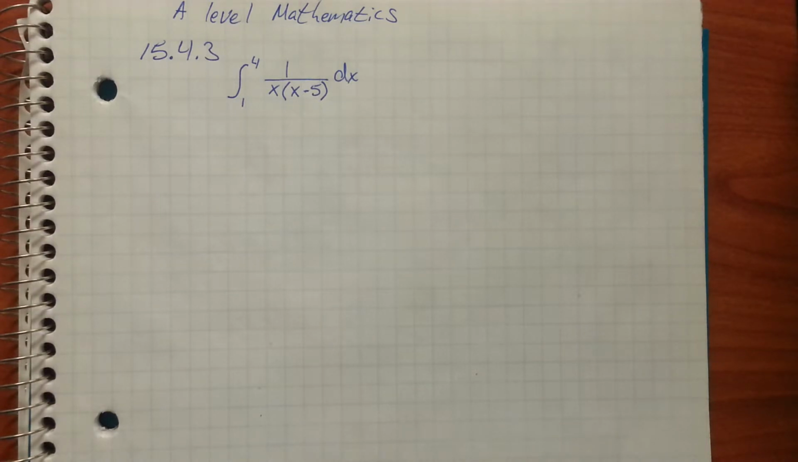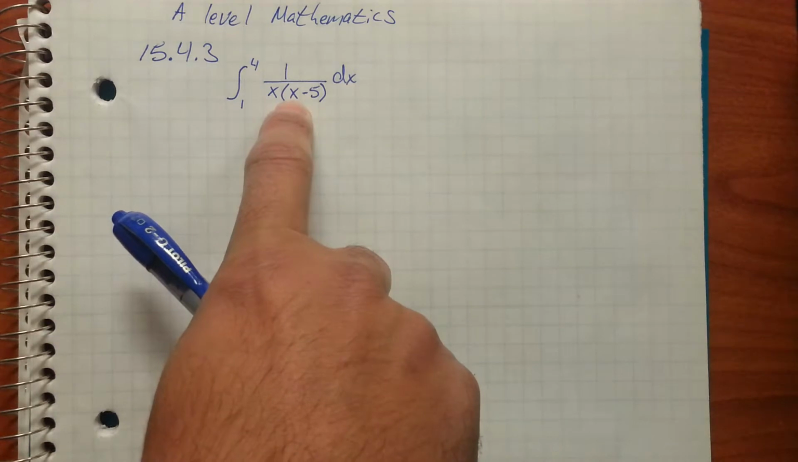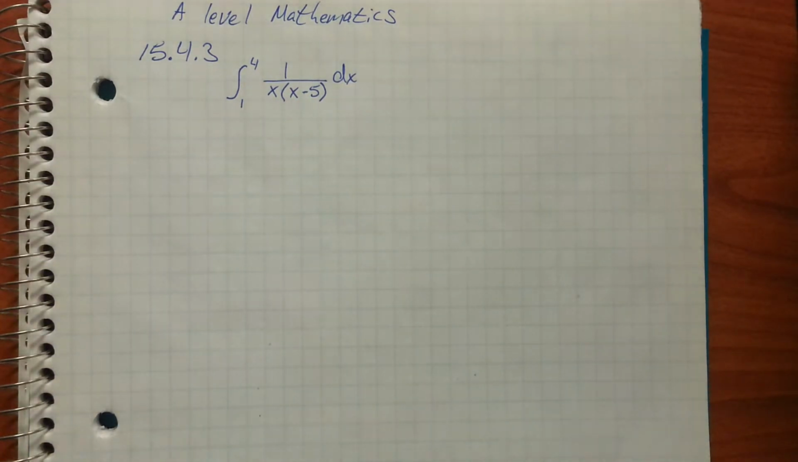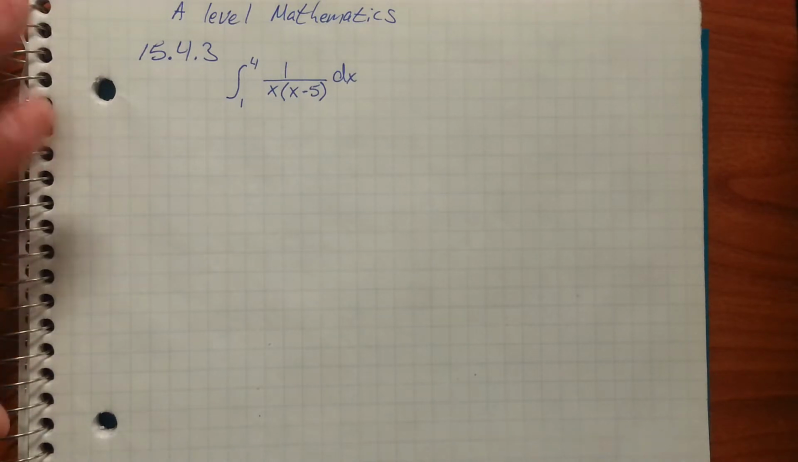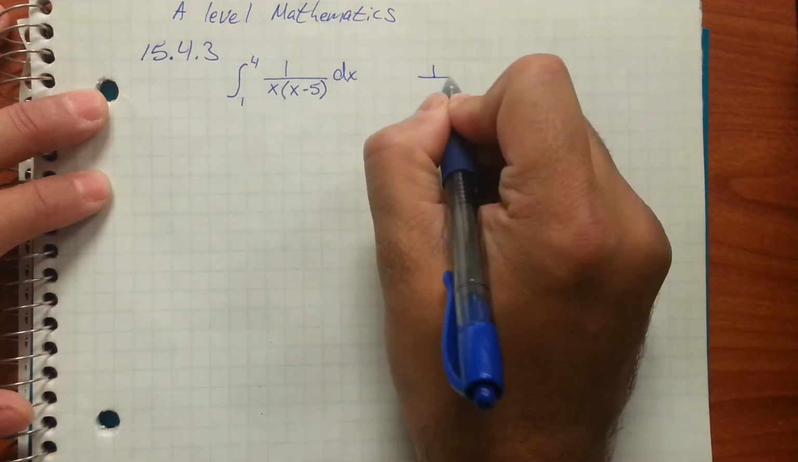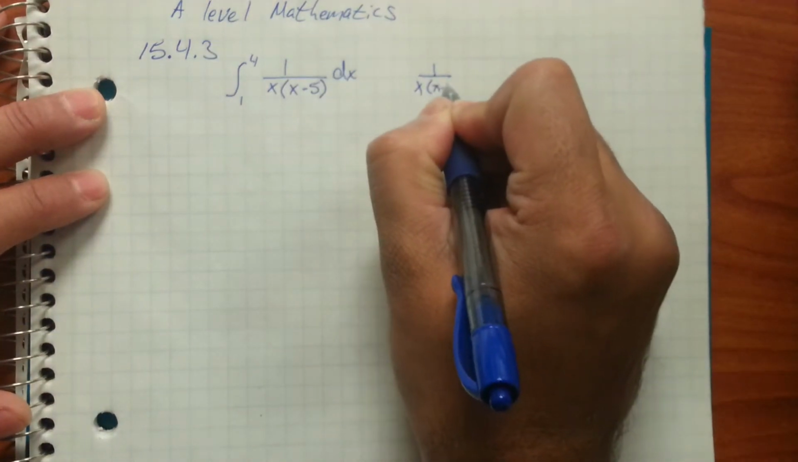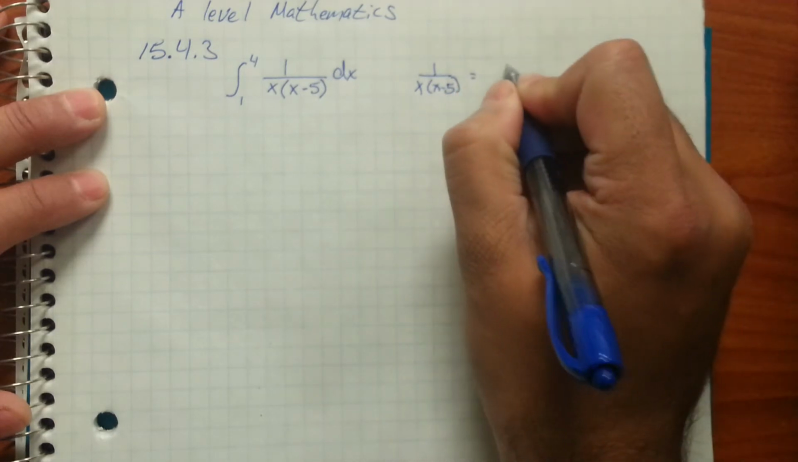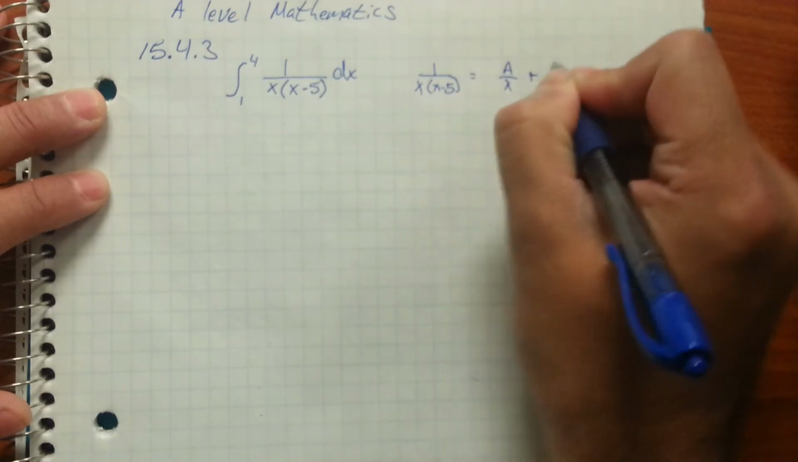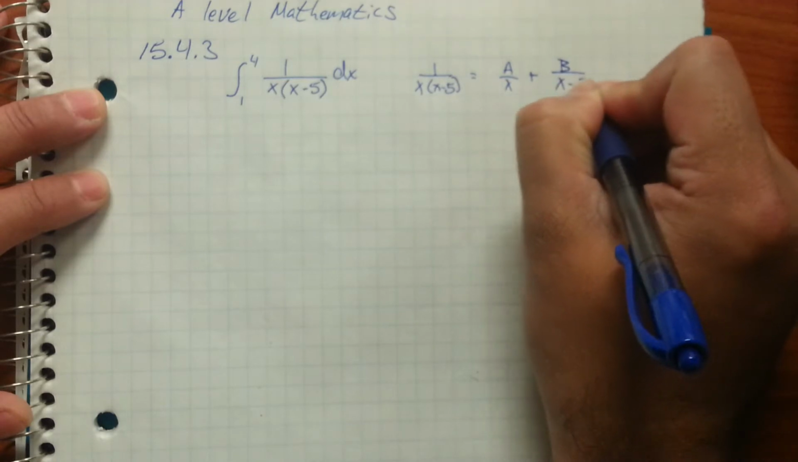Alright, this next problem, 15.4.3, we're going to take the integration of 1 over x times quantity x minus 5. Because this is a multiplication down here in the denominator, I cannot do the integration like this right now. I have to separate it into partial fractions before I could do my integration. So I'm going to take 1 over x times x minus 5, and that's going to be equal to A over x plus B over x minus 5.